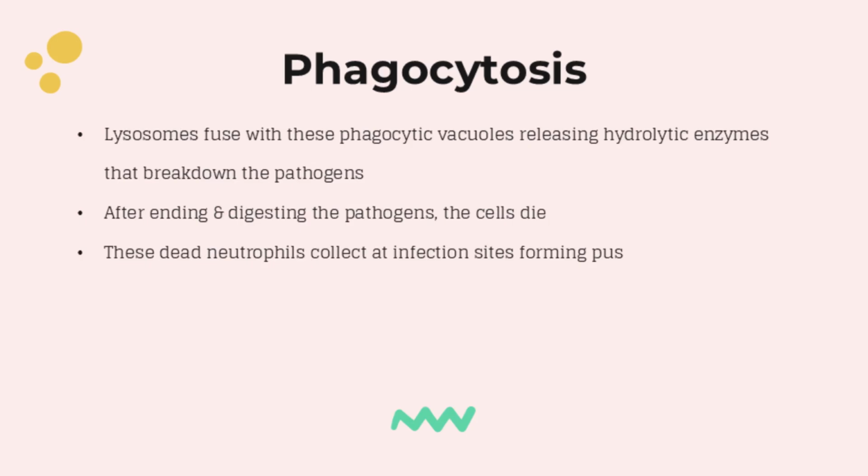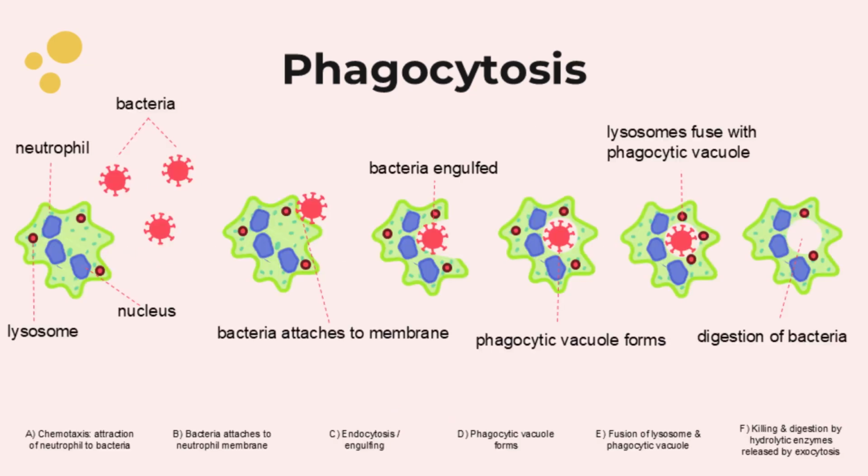Lysosomes fuse with these phagocytic vacuoles, releasing hydrolytic enzymes, breaking down the pathogens. After digesting the pathogens, the cells die. These dead neutrophils collect at infection sites, forming pus. This is the process of phagocytosis.